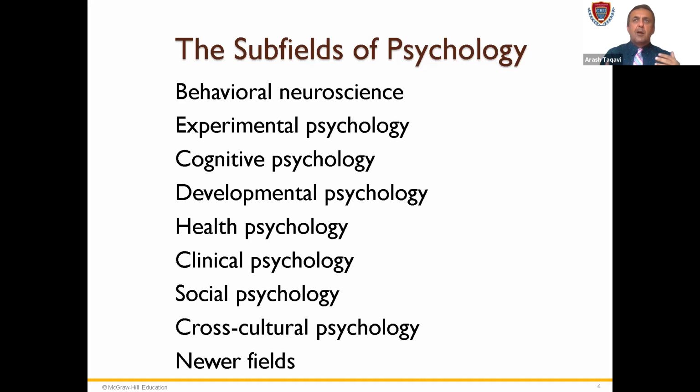Next one. We can find some abnormal behaviors in people. When you are studying scientifically abnormal behaviors and abnormal mental processes, it is called abnormal psychology.